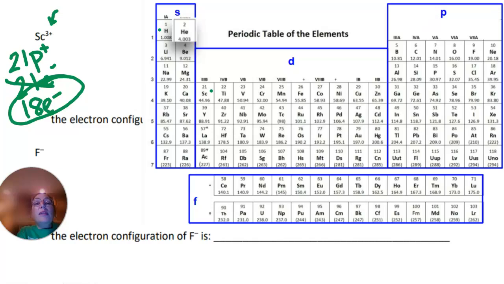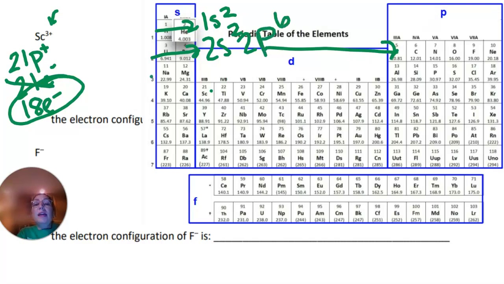Okay, so 18 electrons is going to be 1s2, and then 2s2, so I'm just filling these in order, and then 2p6, and then 3s2, and then I better check. I'm already at 10, 12. I only want to get to 18. Gosh, that's just the 6 more right here. That's 3p6, right? And that will get me to 18. Okay, so that's my 18 electrons.